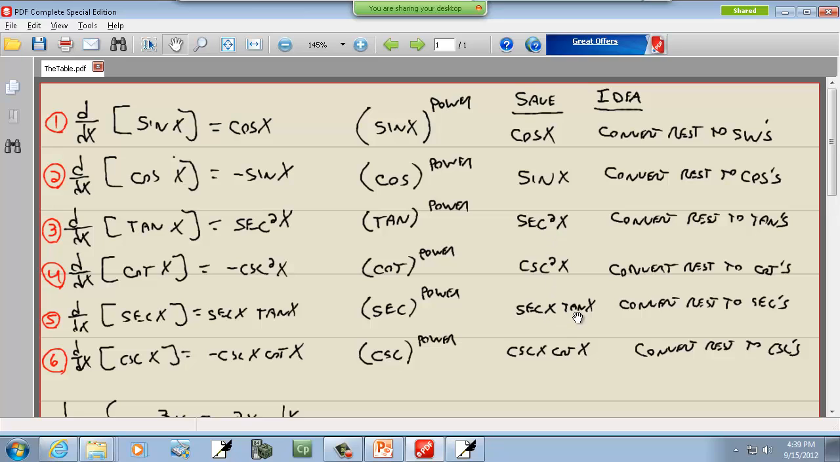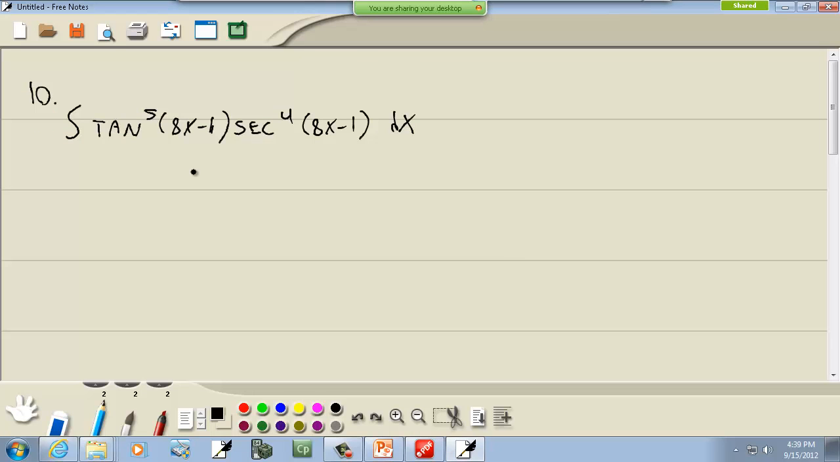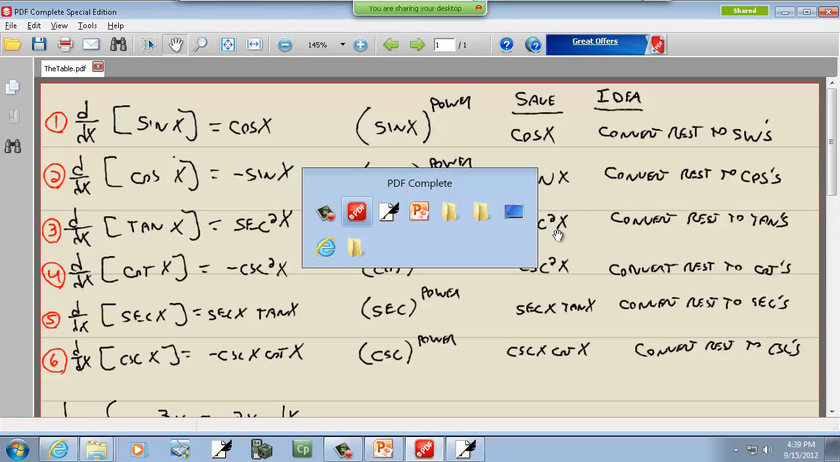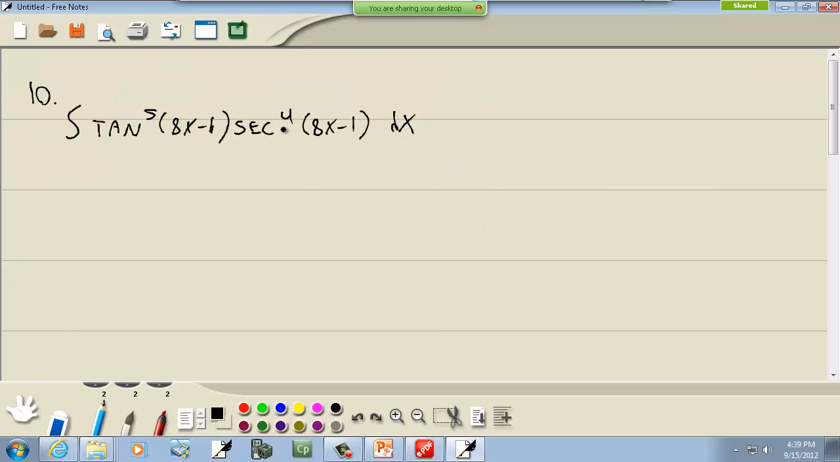If I saved a secant out of that, that'd leave me secant to the third. That won't work at all. Again, we're looking for being left with an even power after we save. So if I save secant squared here, that'll leave me secant squared. That's perfect. So this becomes tangent to the fifth, 8x minus 1, secant squared, 8x minus 1, and secant squared, 8x minus 1.